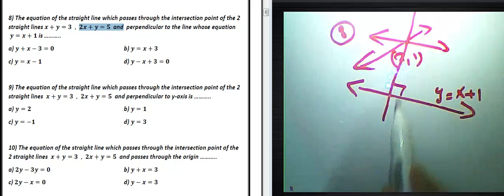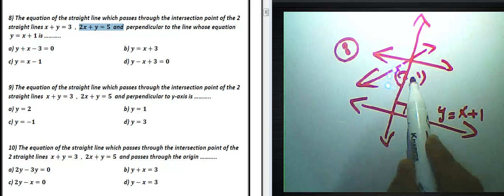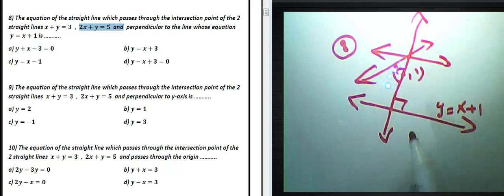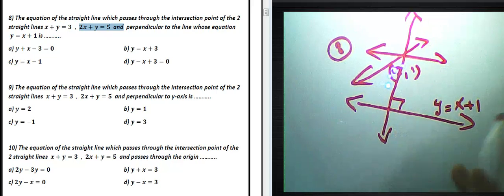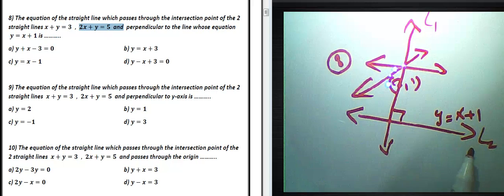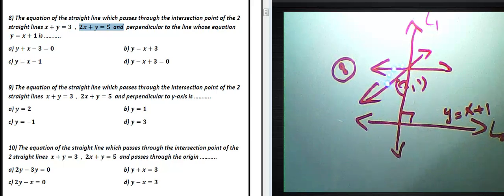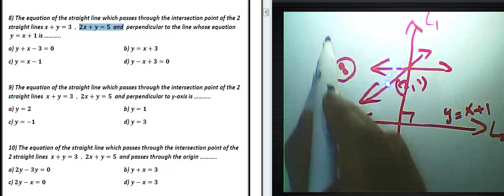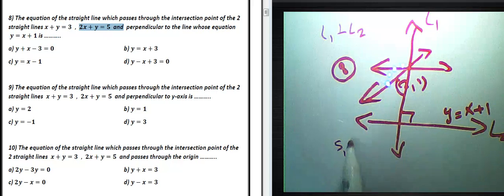Okay, you want to find the equation of the straight line here. We have the point (2, 1), but we haven't the slope. We must find the slope. You can find the slope of the straight line here by finding the slope of L2, and here we have L1. We know L1 is perpendicular to L2, so the slope of L1 multiplied by the slope of L2 will be equal what? It will be equal -1. L1 perpendicular to L2 means slope 1 times slope 2 equals -1.